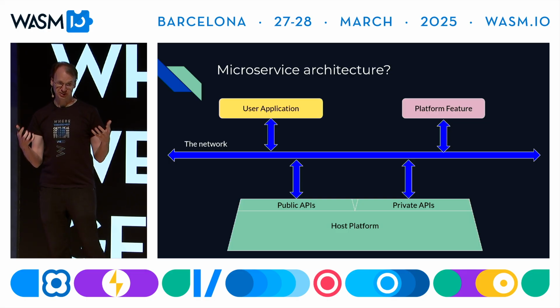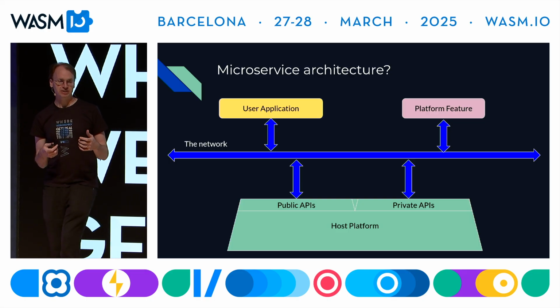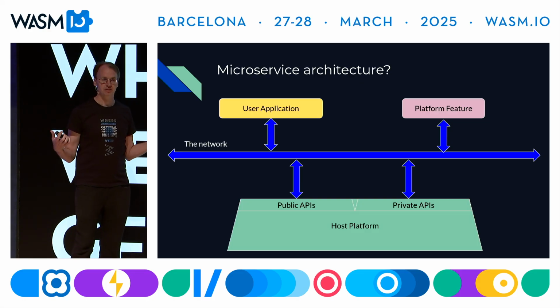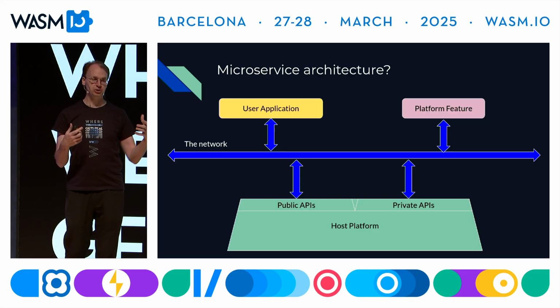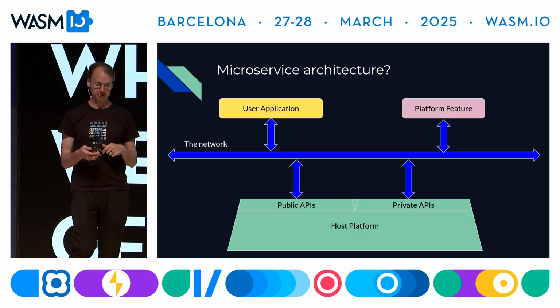But this approach also has some downsides. This means that we have to have a network protocol between all these things. We have to have routing. And we also have to have some kind of way of making sure the user application can't talk to the private APIs over the network. So we have to have some kind of firewall rules or proxy rules, or some kind of configuration to make sure the user application can't talk directly to the private APIs.